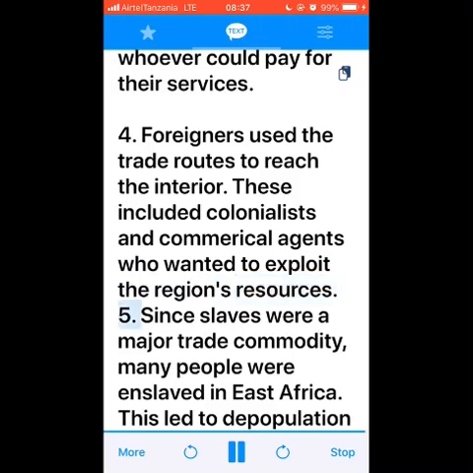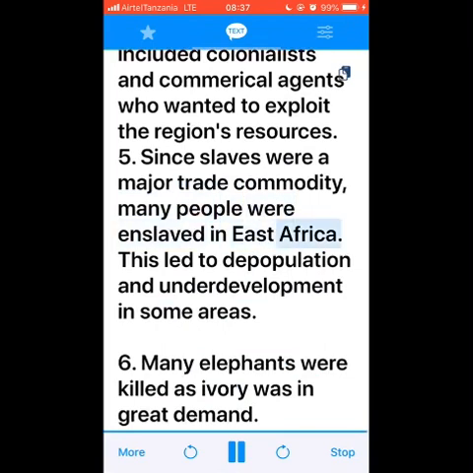5. Since slaves were a major trade commodity, many people were enslaved in East Africa. This led to depopulation and underdevelopment in some areas. 6. Many elephants were killed as ivory was in great demand.